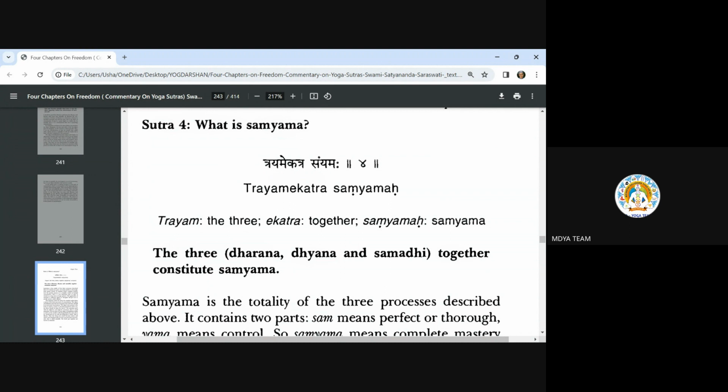Okay, I hope I made myself clear. When these three things are practiced together and one attains the state of perfect concentration, that is called sanyama.